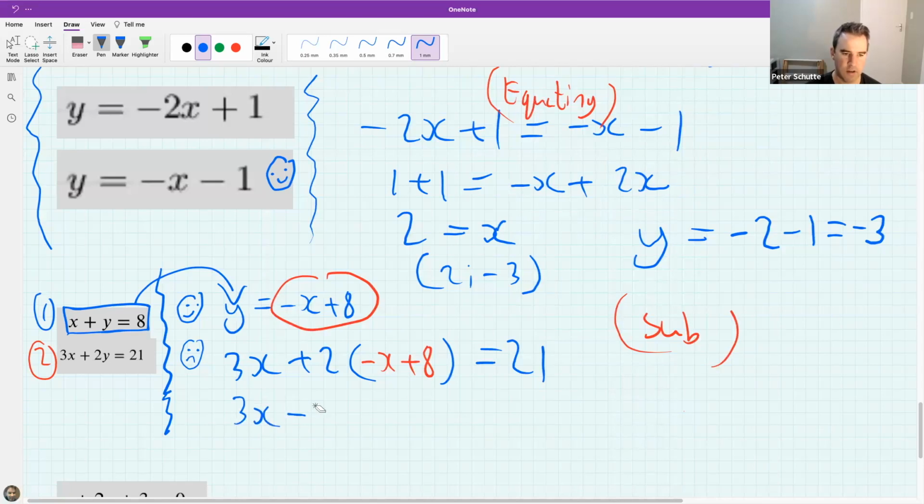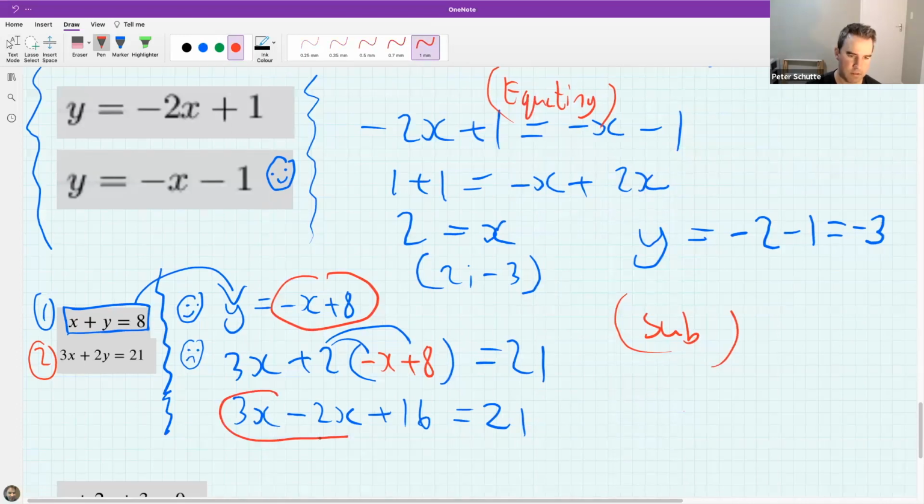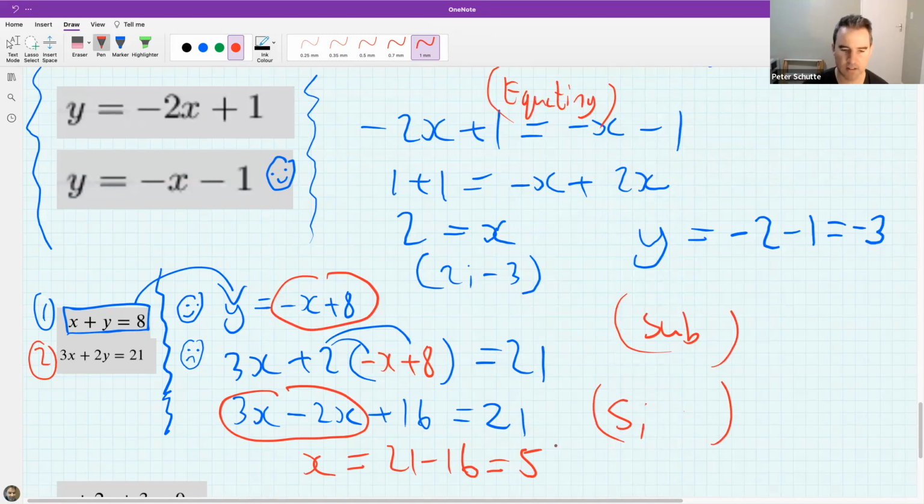So what do I got here? I've got minus 2x plus 16 is 21. And then this is x, and that is going to be 5. Now, what is the y coordinate that is going to go with the x is 5?